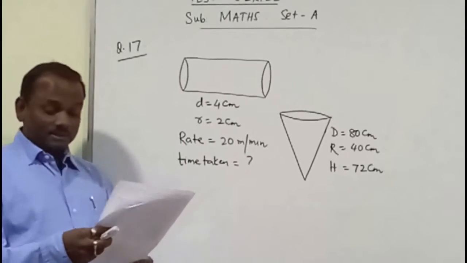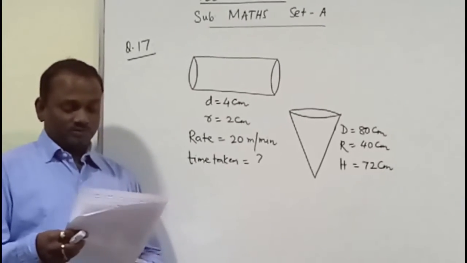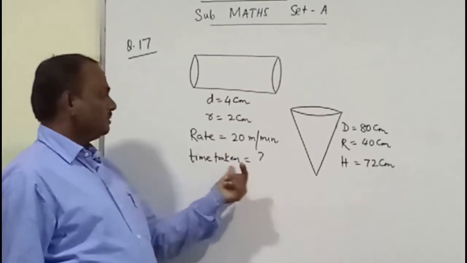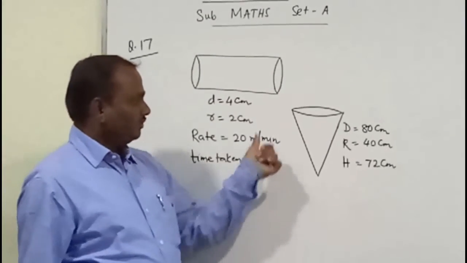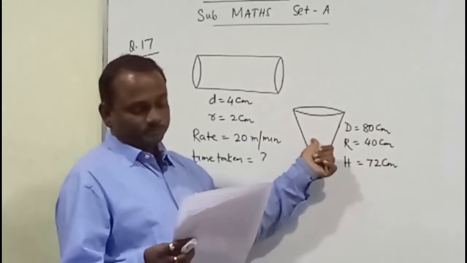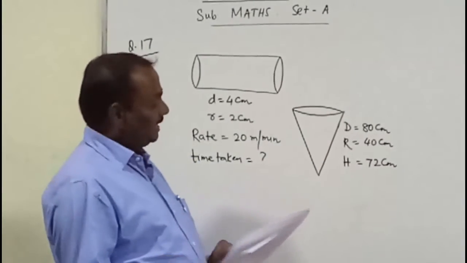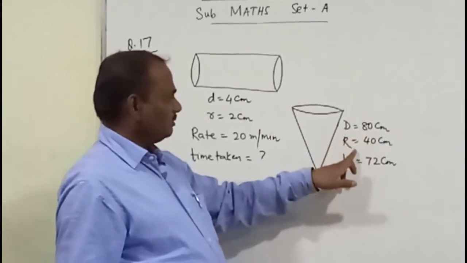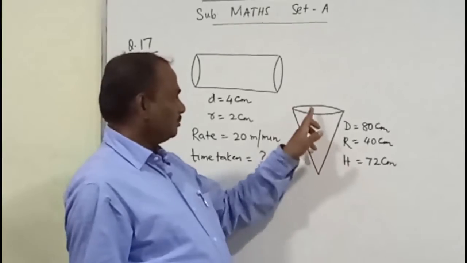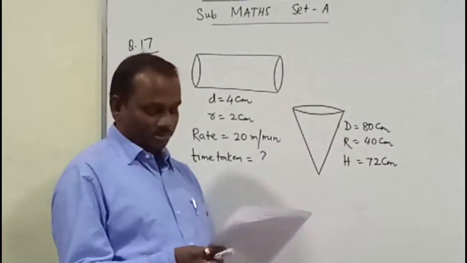Now it is said, how long would it take to fill a conical tank? How long means time. Time taken has been required for what? To fill this conical tank. Here I have represented in the form of a cone whose diameter of base is 80 cm, so radius will become 40 cm, and depth is 72. So depth means the height, and that is 72 centimeter.